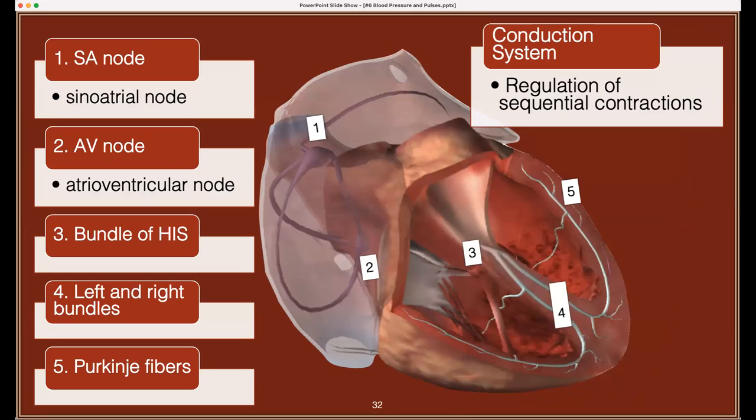So the conduction system: SA node, and the AV node is up in here where the chambers meet. This is your backup system. If you develop sick sinus syndrome, you've got the AV or atrioventricular node as your backup. Going to the bundle of His, bundle branches, and then of course the Purkinje fibers.